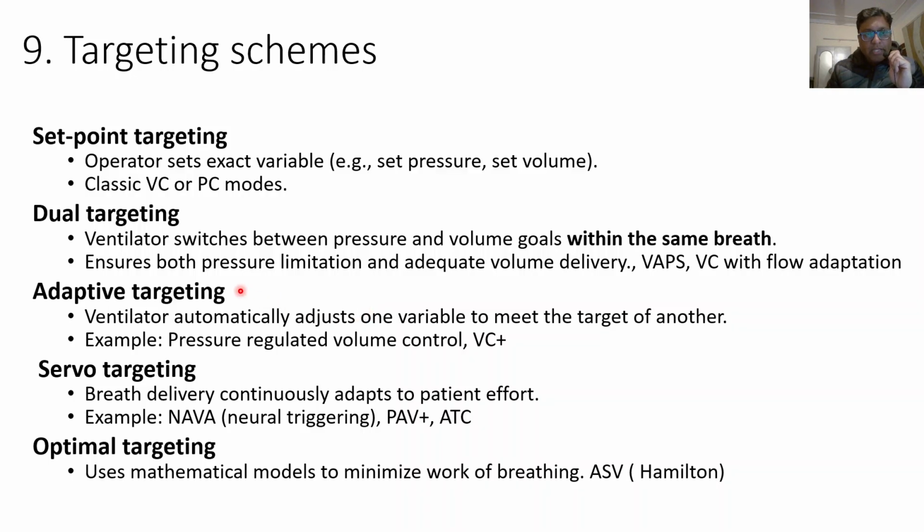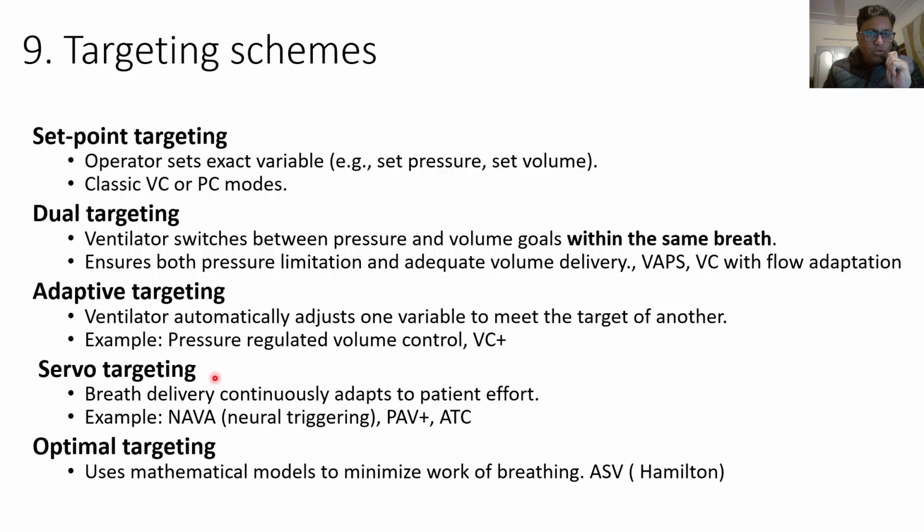A very popular targeting scheme is adaptive targeting, where the ventilator automatically adjusts one variable to meet the target of another variable. Examples here are pressure regulated volume control and VC plus mode on the PB840.